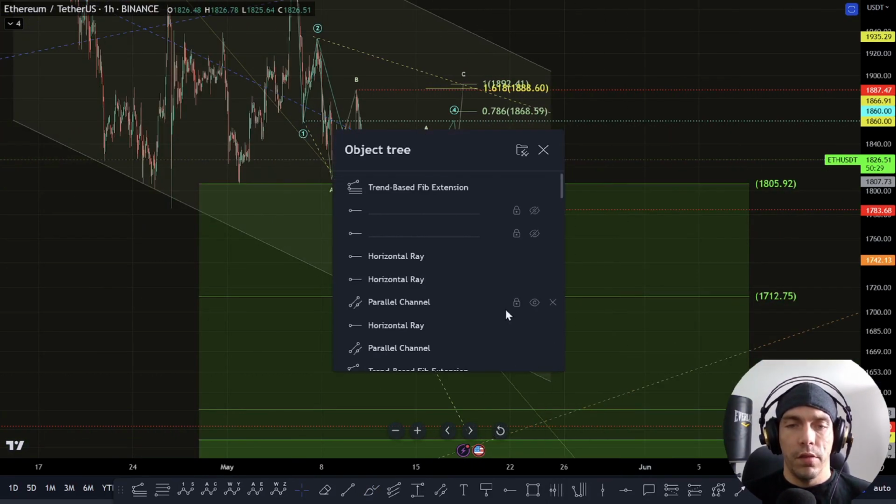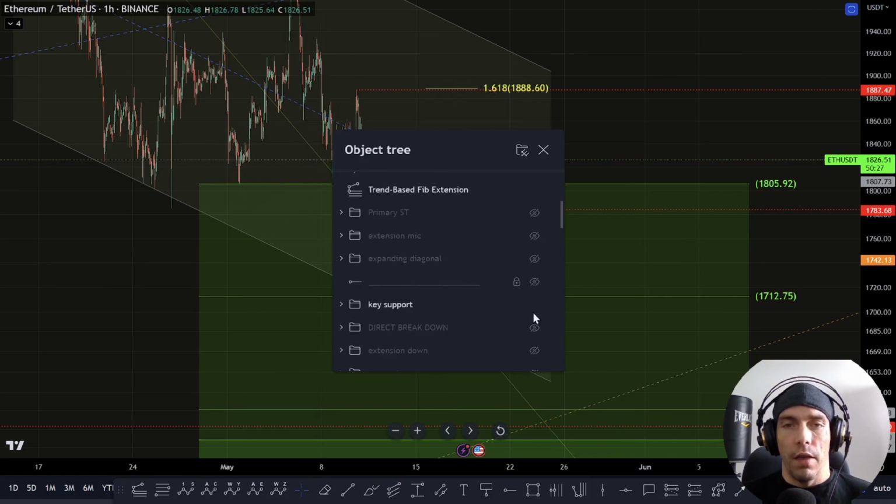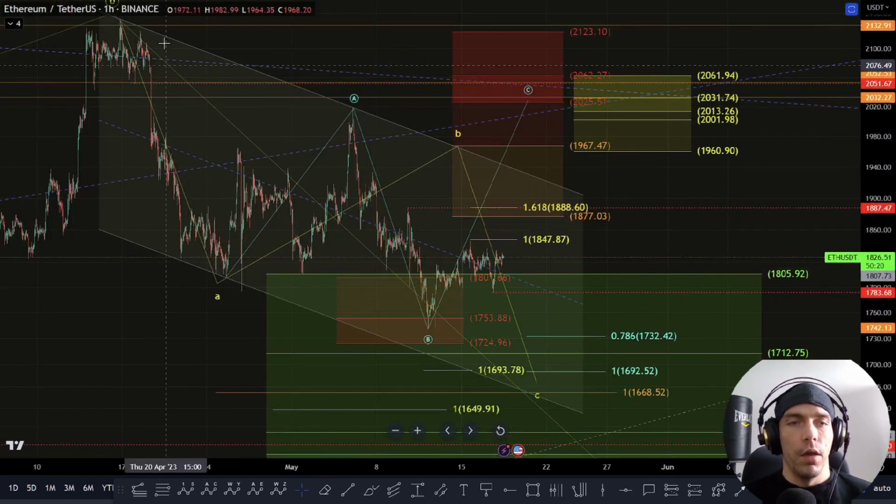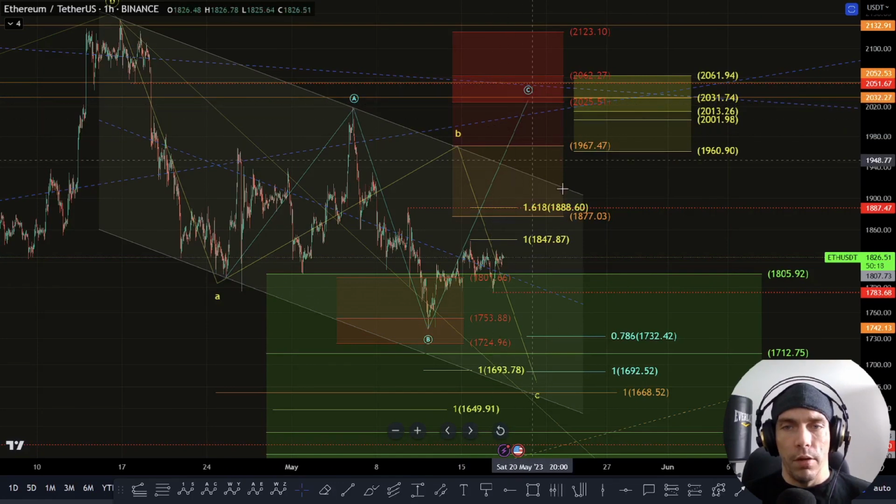Now, the other thing we've been discussing is the possibility of having this as a flat correction. Now, because of that fact, what we were looking for is this potential here where we have this as A, looking for a B wave to the upside, and then looking for a C wave still to come.